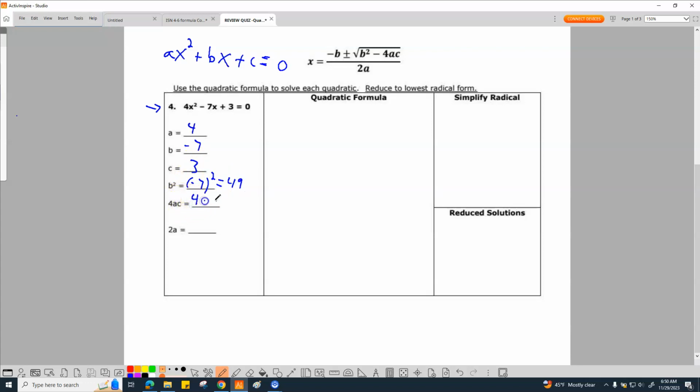Now I'm going to do 4 times a, which is 4. The 4 is just given, right? So it's 4 times 4, which is a, and then c is 3. And that equals, what is that? 4 times 4 is 16, times 3 is 48. Perfect. Now we're going to do 2a, which in this case would be 2 times 4, which is 8.